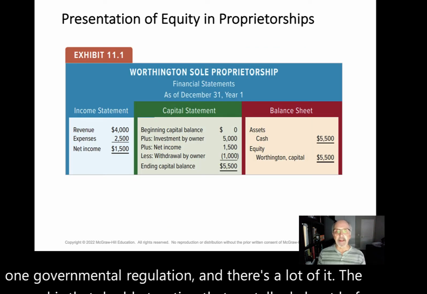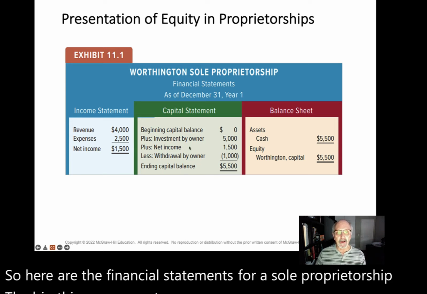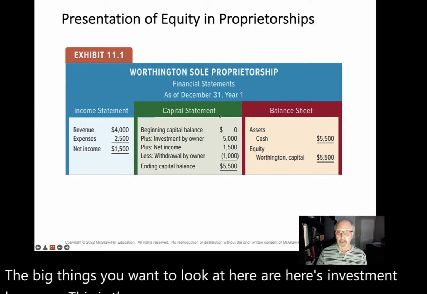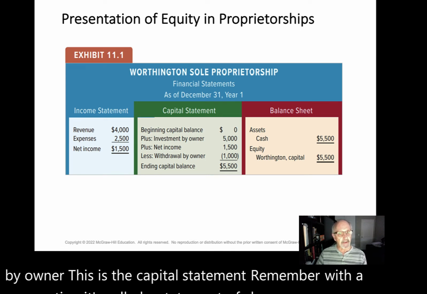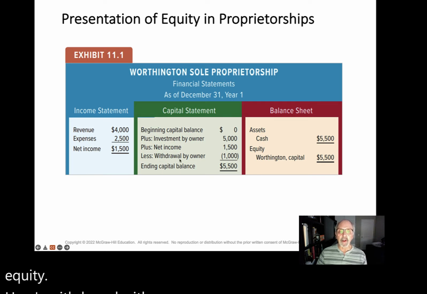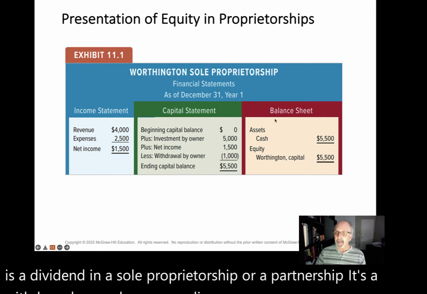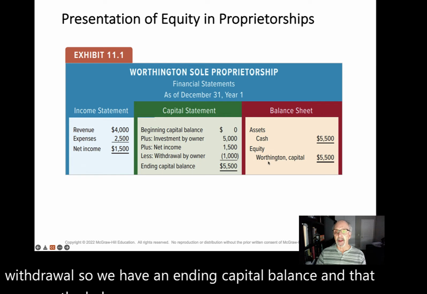So here are the financial statements for a sole proprietorship. The big things you want to look at here are, here's investment by owner. This is the capital statement. Remember, with a corporation, it's called a statement of changes in stockholders' equity. Here's withdrawal. With a corporation, a withdrawal is a dividend. In a sole proprietorship or a partnership, it's a withdrawal. So we have an ending capital balance, and that goes on the balance sheet under equity as owner's name, capital.